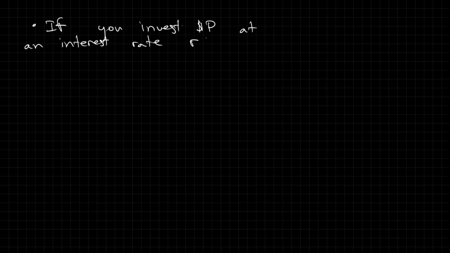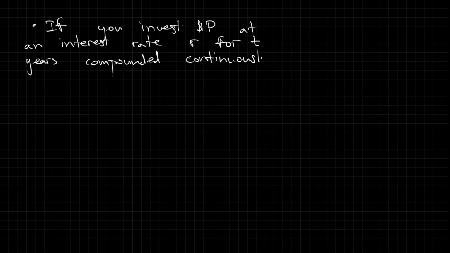So if you invest P dollars at an interest rate R for T years compounded continuously, then the amount of money A of t after t years is equal to P e to the RT.